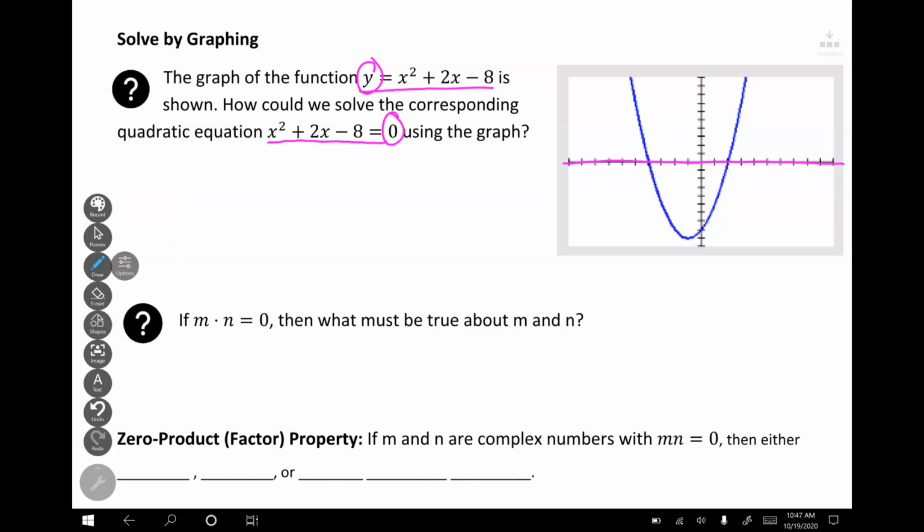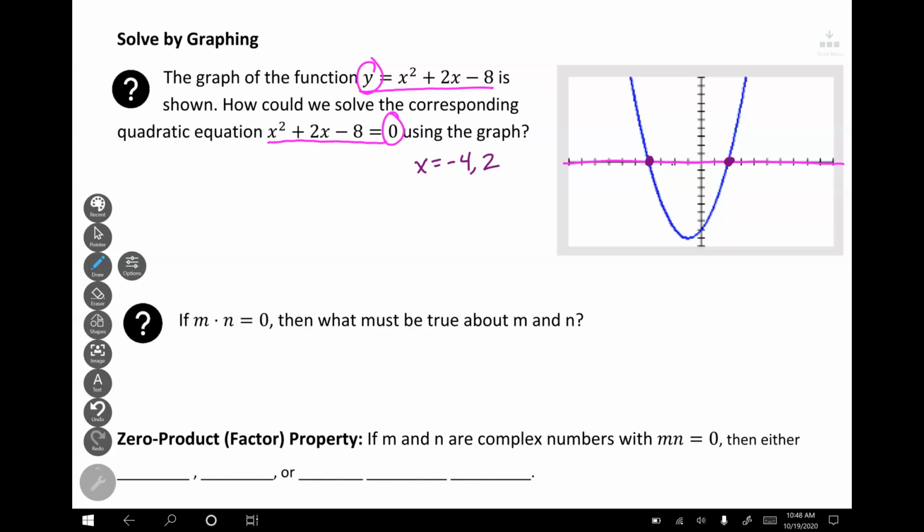So where does that quadratic equal 0? Well, it's going to be where it crosses the x-axis, right here. That's where y equals 0, and here's the other place where y equals 0. So your two solutions would be x equals negative 4 and positive 2.